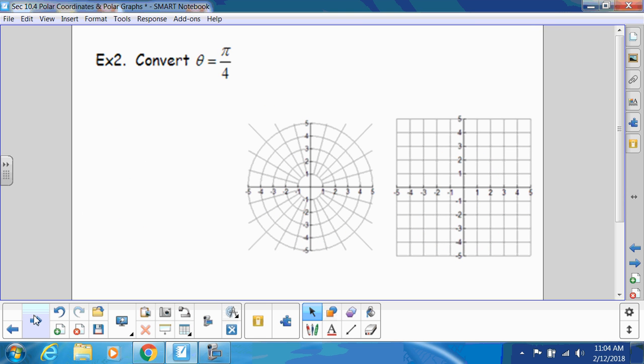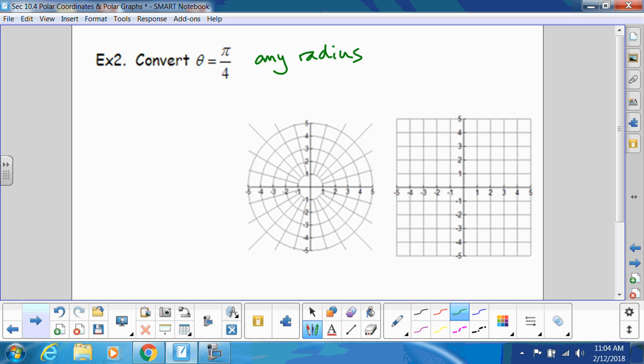Now, if we have an equation that says theta equals pi over 4, notice that this is any radius. So it doesn't matter what my radius is, positive, negative, whatever, but theta has to be pi over 4, so that's at 45 degrees. All right, so if it's 0 radius or 1 radius or 2 radii, and so on, it's this line where I could go negative. So this is just a straight line when I have theta equals pi over 4.